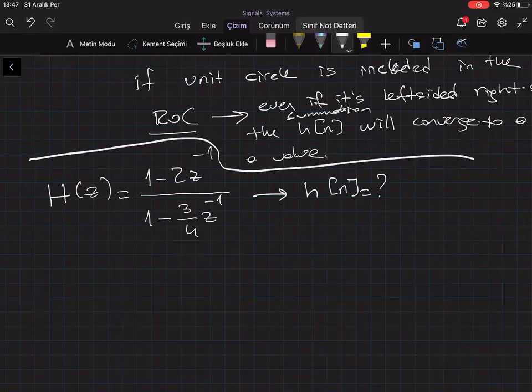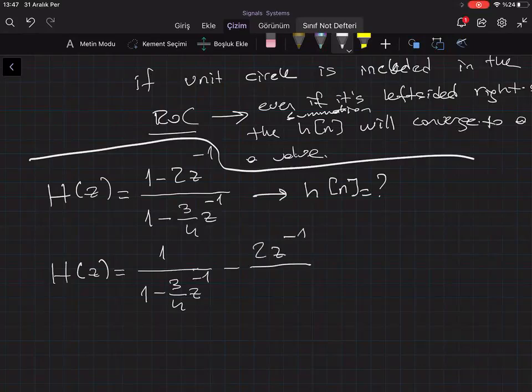I do this. Look. I can separate and write this, x of z over y of z. I will tell you one easier method, Süleyman. Maybe after I finish, I will let you share your approach, okay? Look, how do I do it? 1 over 1 minus 3 over 4 z to the power minus 1, minus 2 z to the power minus 1 over 1 minus 3 over 4 z to the power minus 1.